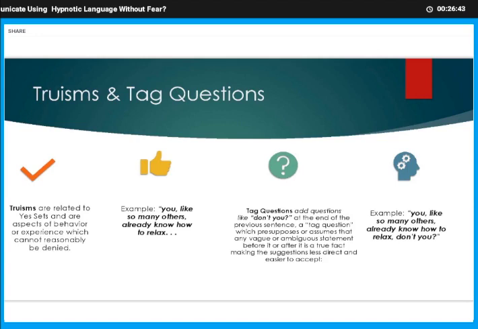It's very vague and ambiguous because I'm not telling the person how to relax. I'm assuming that they know how in their own way. And if you add a tag question at the end of that previous sentence, don't you, it presupposes or assumes that that vague, ambiguous statement is true. And it makes those suggestions less direct and much easier to accept. An example of that would be the same sentence: you, like so many others, already know how to relax, don't you? And that is a very clear way of implementing the tag question on the end of a truism. All right, let's go to the next slide.